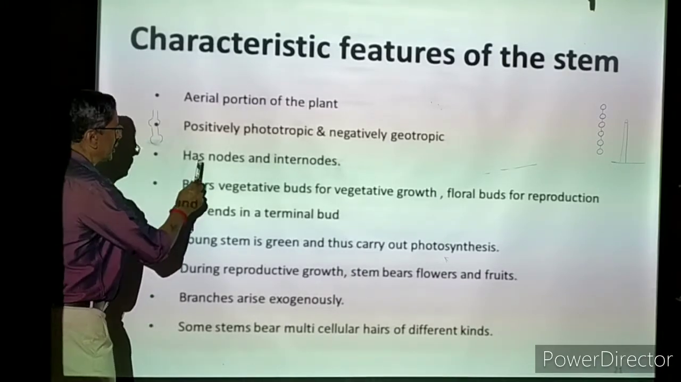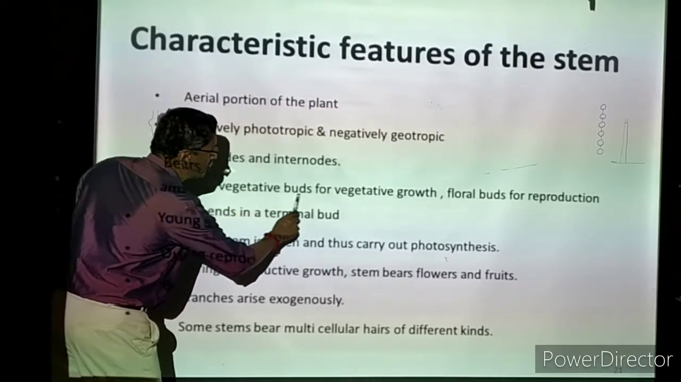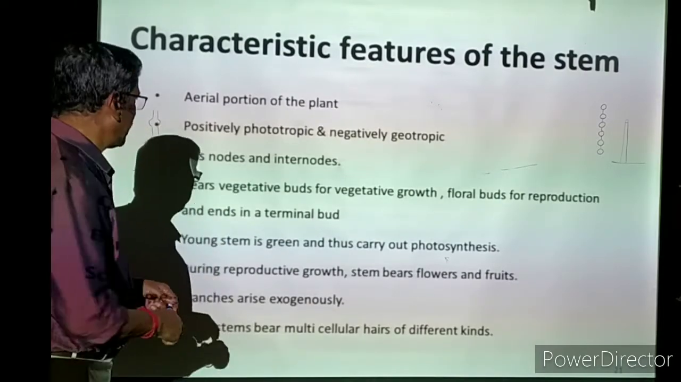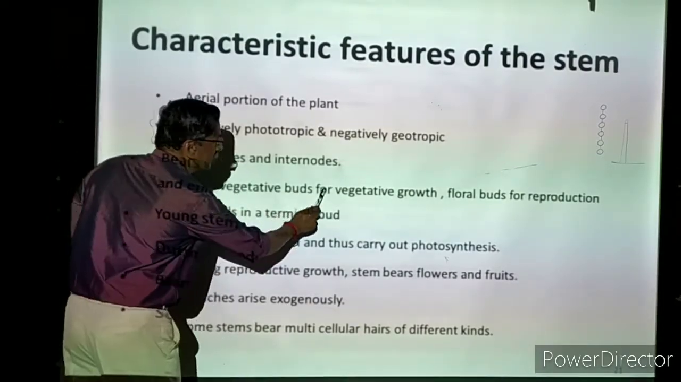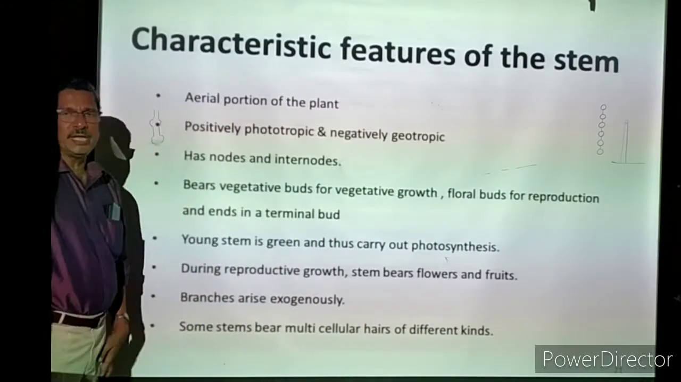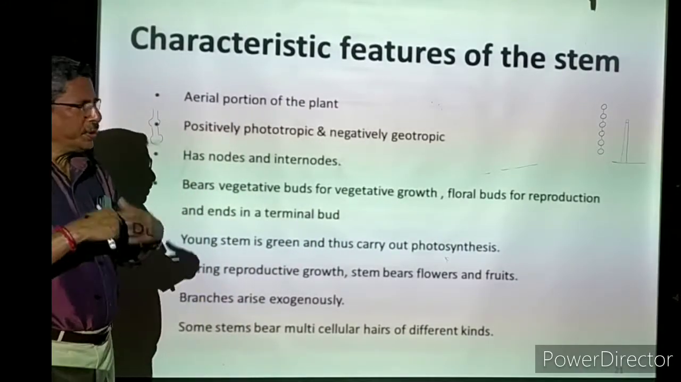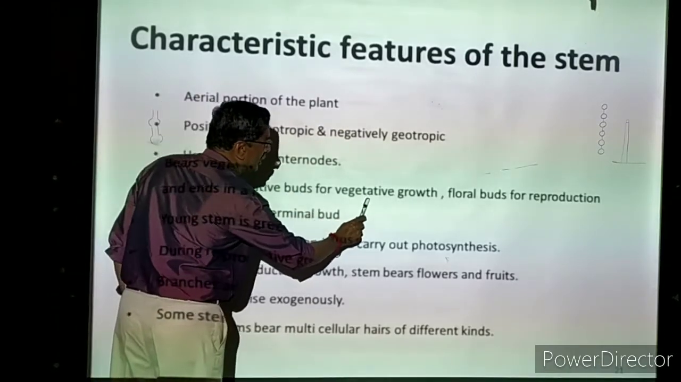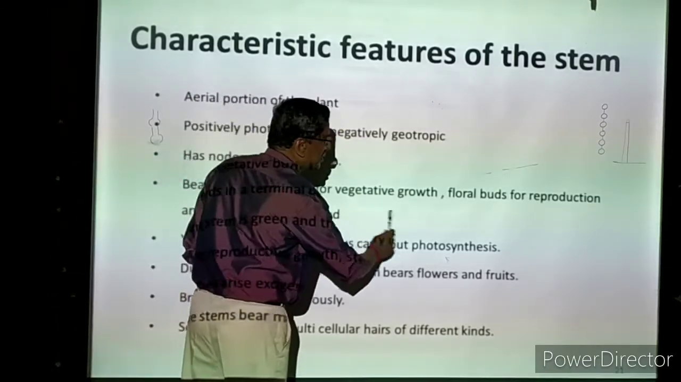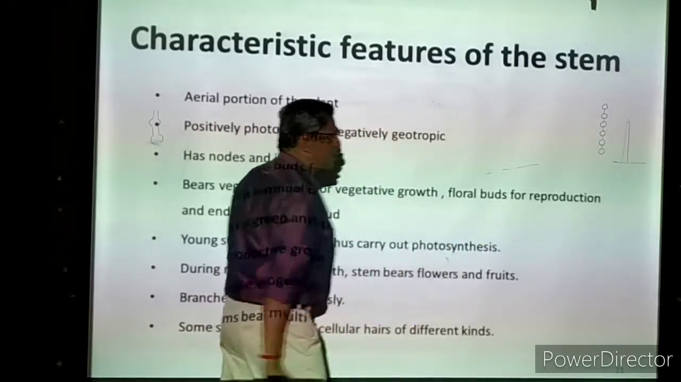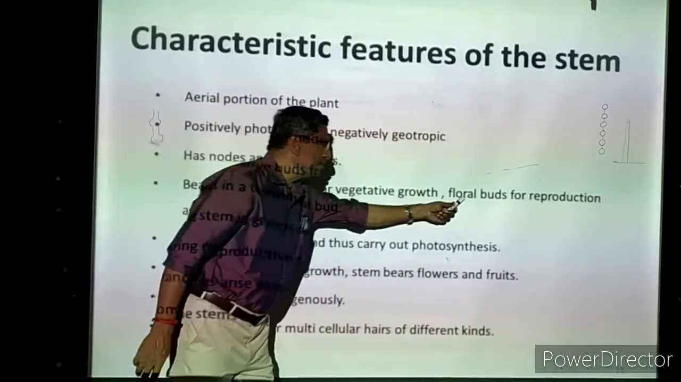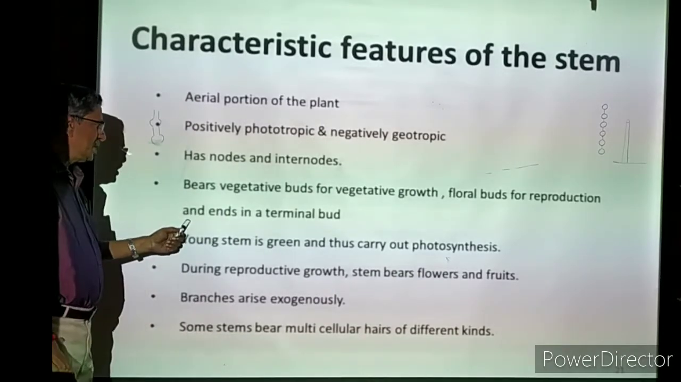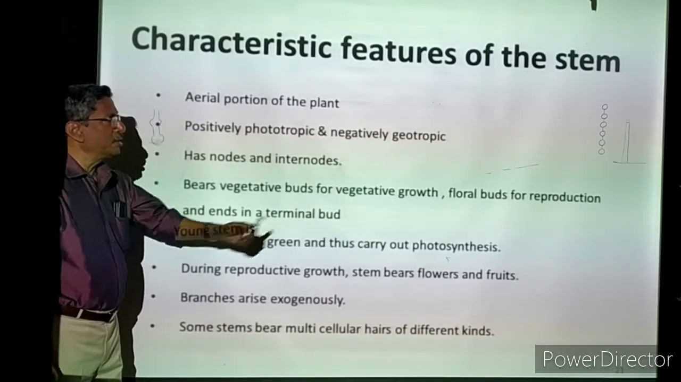The next one: the stem bears vegetative buds. The buds are of two types, vegetative buds and reproductive buds. Vegetative buds are for vegetative growth, that means they grow into branches. They will never grow into flowers. Floral buds are for reproduction, that means the floral buds develop into flowers. So the flowers are important for reproduction. And the stem ends in a terminal bud.